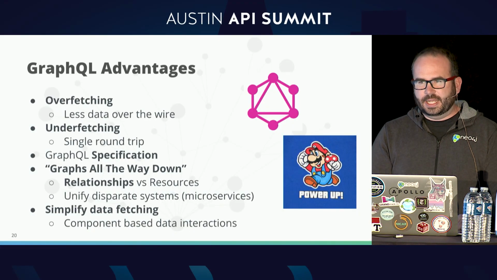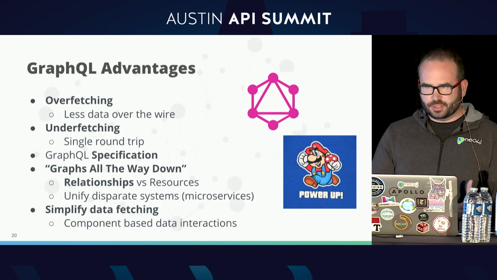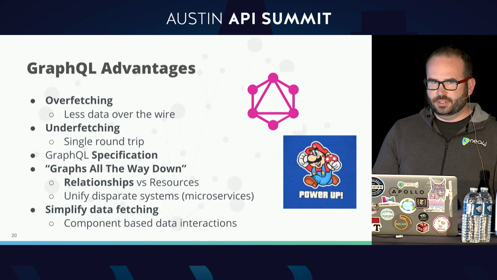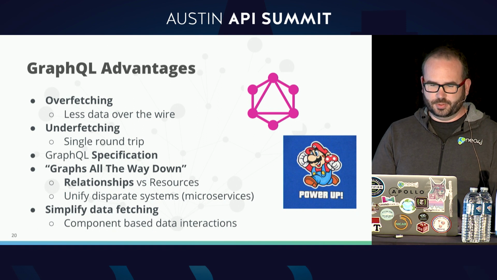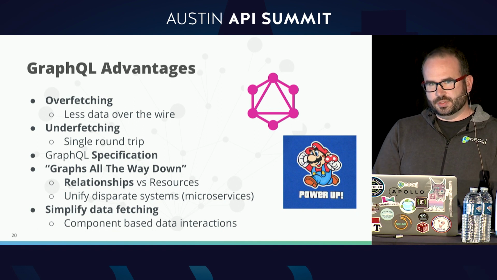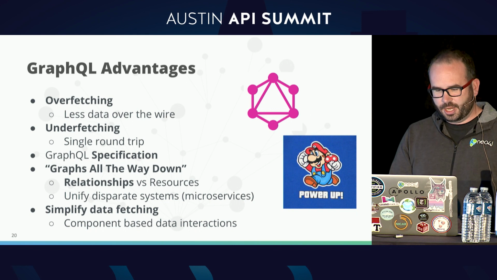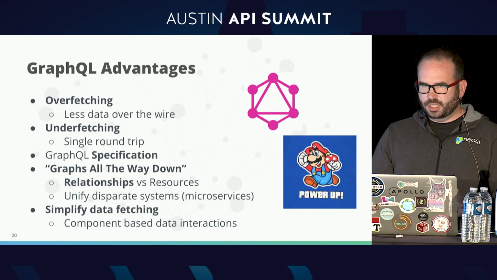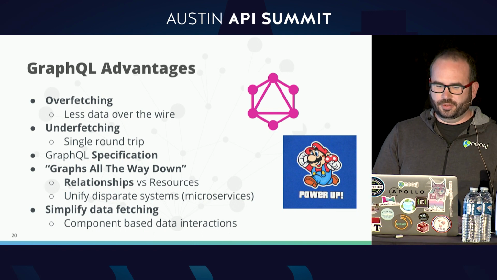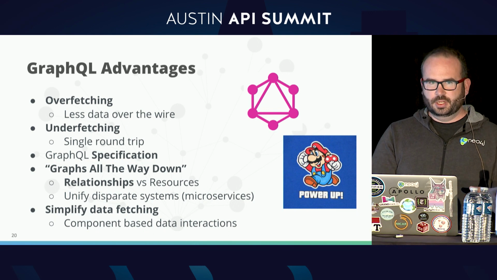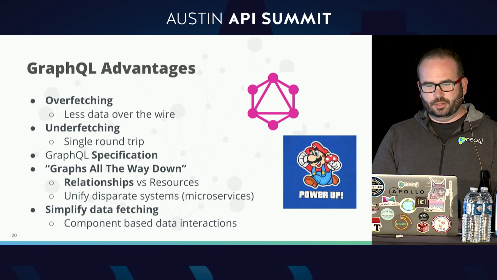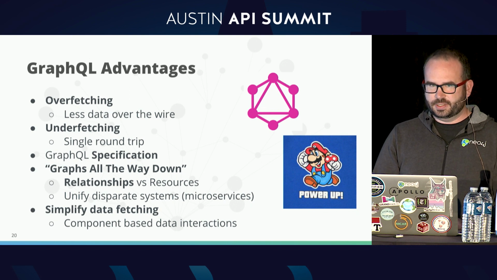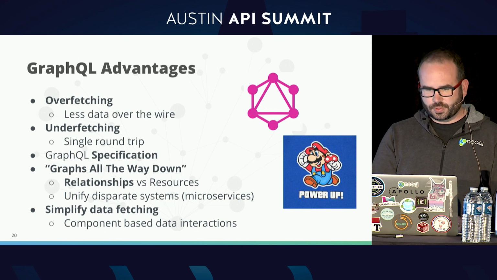Like I mentioned earlier, GraphQL can also be useful for unifying disparate systems, microservices. It's very easy to combine data from these multiple services and expose them via one GraphQL API. And also GraphQL can really simplify data fetching if we think of data fetching in terms of components. When we get to looking at querying GraphQL, we'll see how we can bind GraphQL queries to components of our application. So those are some advantages.